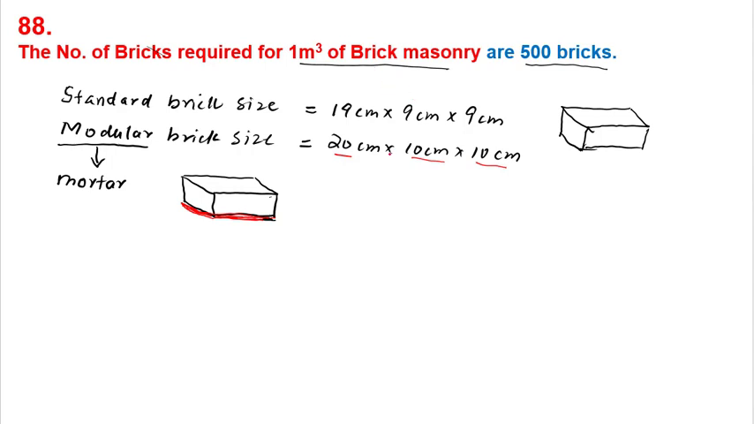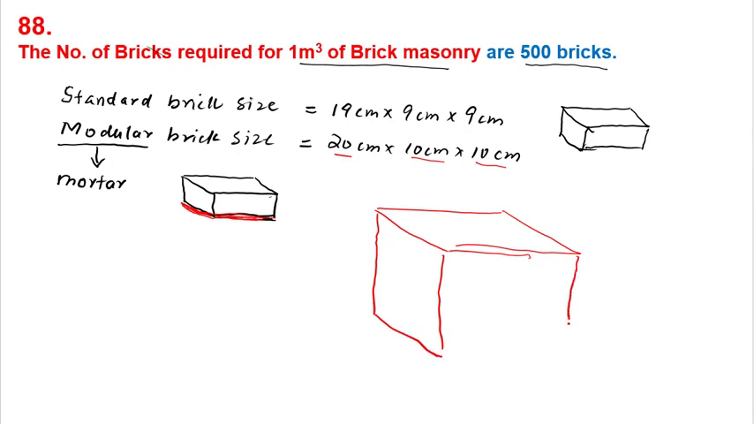Now we need to find the number of bricks, and the brick masonry we have is 1 meter cube. 1 meter cube means we have a wall with dimensions 1 meter height, 1 meter length, and 1 meter width or breadth. We need to find the number of bricks for this wall.